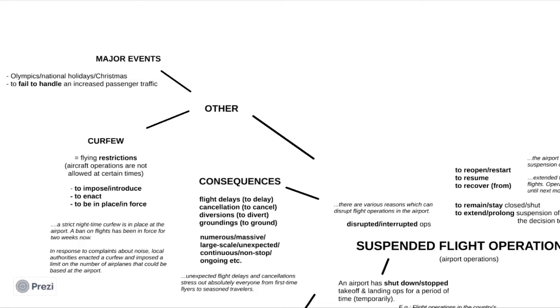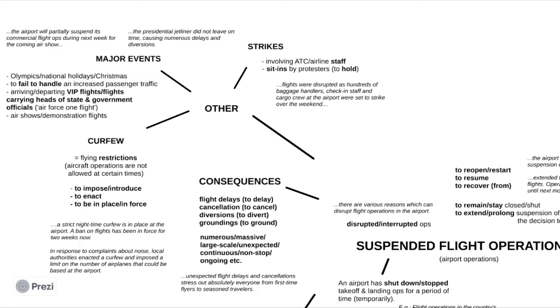Or, in response to complaints about noise, local authorities enacted a curfew and imposed a limit on the number of airplanes that could be based in the airport. Now, airport operations may get affected by major events like the Olympic Games or football championship or national holidays, like Christmas, for instance, when the airport fails to handle an increased passenger traffic. Then go VIP flights or the ones carrying heads of states and government officials. Another good example is an air show or demonstration flights. Let's take a look at the examples. The airport will partially suspend its commercial flight operations during next week for the coming air show. Or, the presidential jetliner did not leave on time, causing numerous delays and diversions.